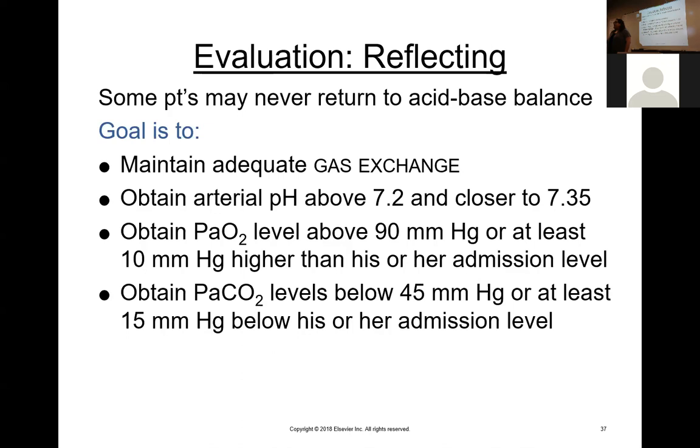So she comes off, she's not confused anymore. Her respirations are down to about 22. So we get a repeat ABG to evaluate if it's effective, to see if her body has compensated or balanced out.